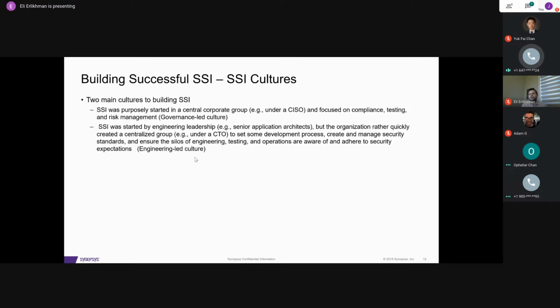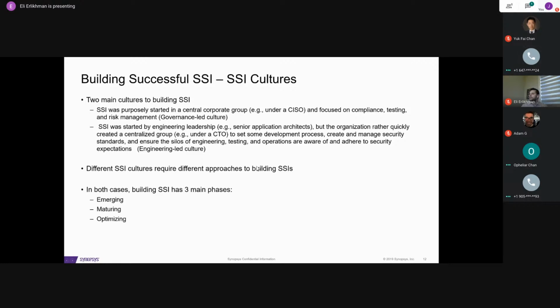Irrespective, what we usually see is that there are three main phases to building a program. One is emerging, where you're just starting out your program and you're just looking at building your basic capabilities, assigning a person in charge, doing some basic training. Then you mature, and then the third one is optimizing.